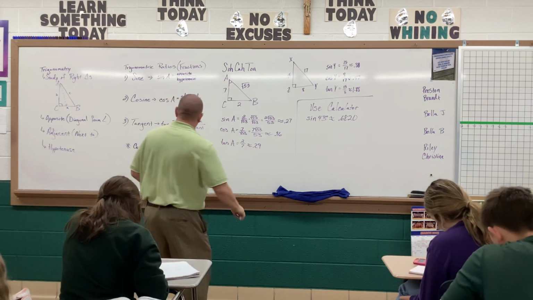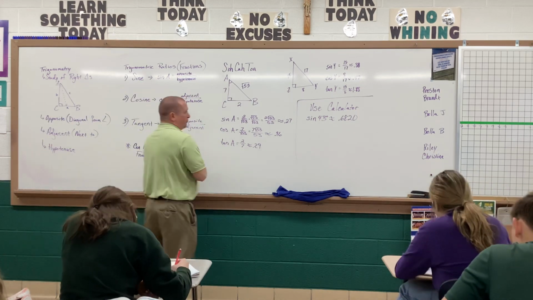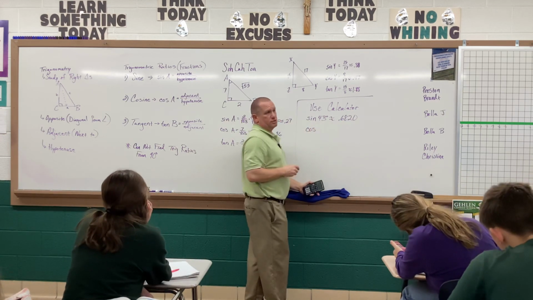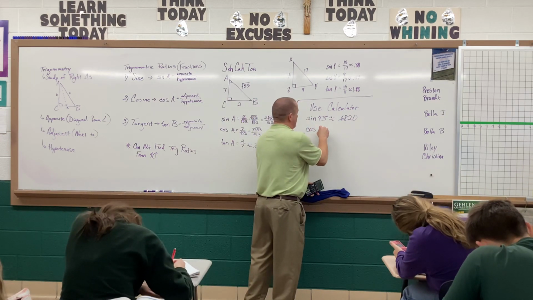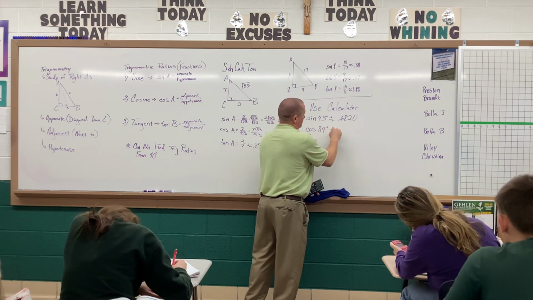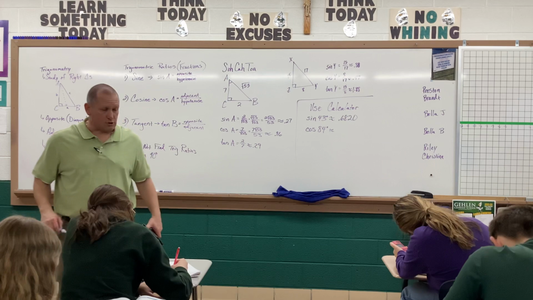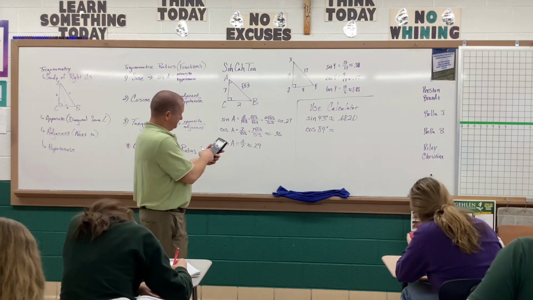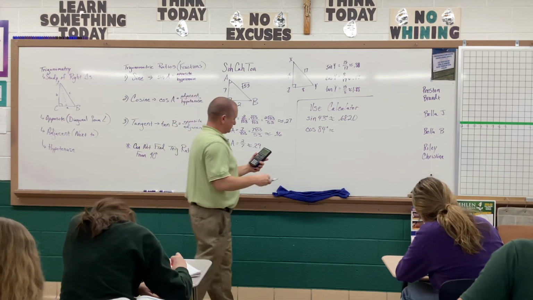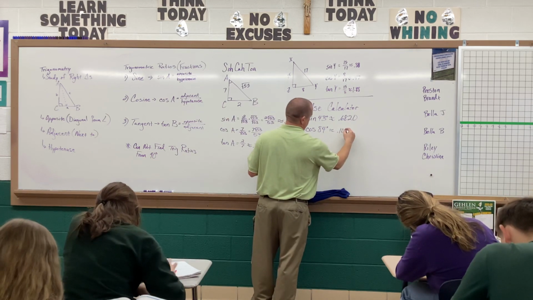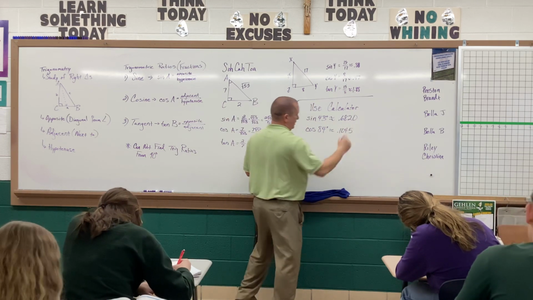So anytime from here on out, they give you one of the trig ratios and a number in degrees, you're going to punch it into your calculator. So what's the cosine of 84 degrees? 0.10452846. So again, 4 decimal places: 0.1045. Everybody agree?